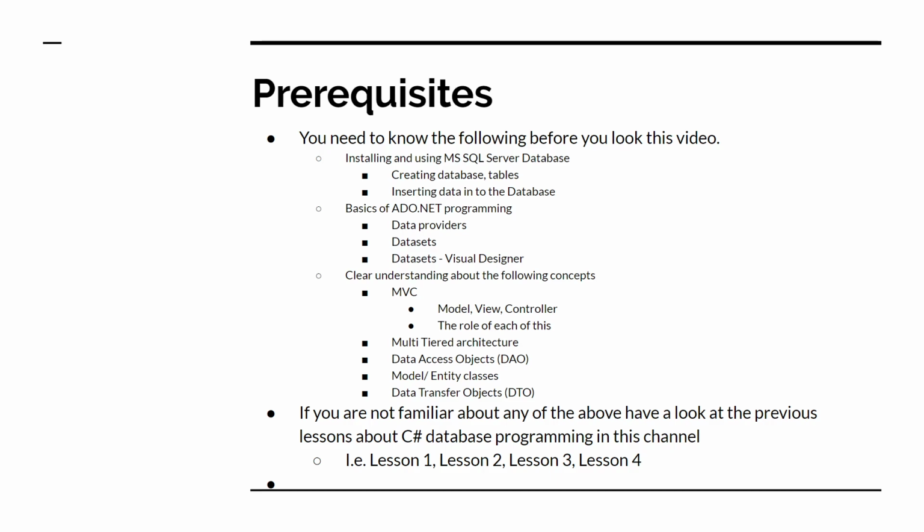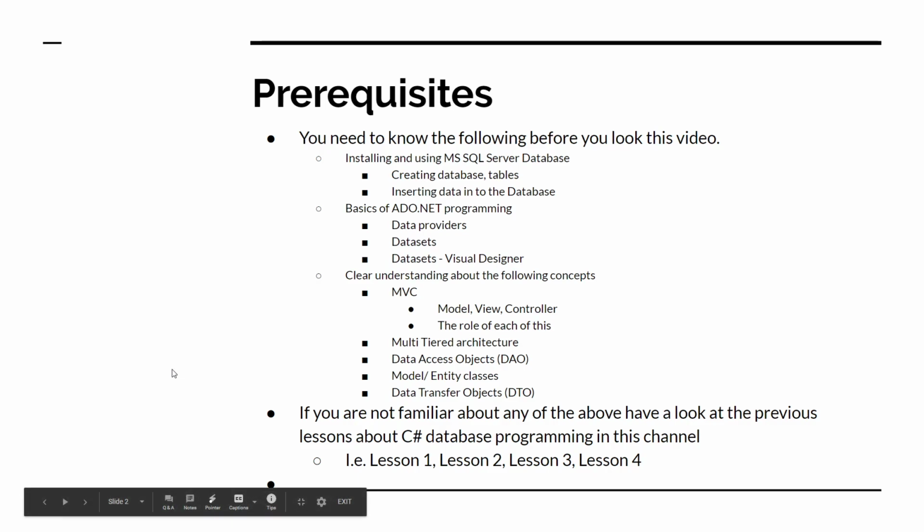Also, you need to have a clear understanding before you start this video about MVC, and the role of each of these, and especially multi-tier architecture, DAOs, entity classes, data transfer objects. And look at this last bullet point, right? If you are not familiar with any of the above, have a look at the previous lessons of C# database programming in this channel, right? So don't touch this until then.